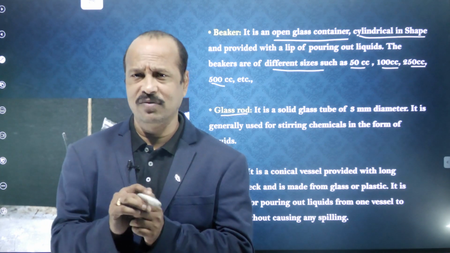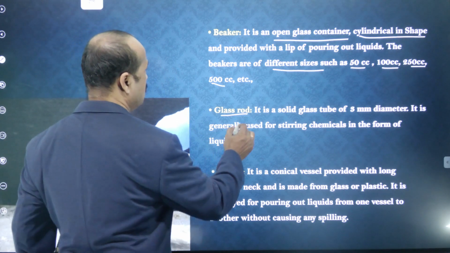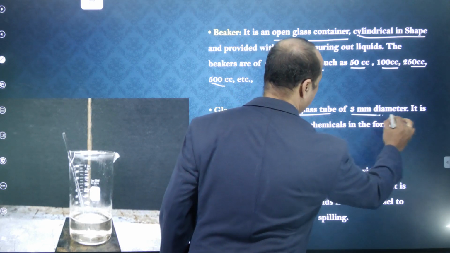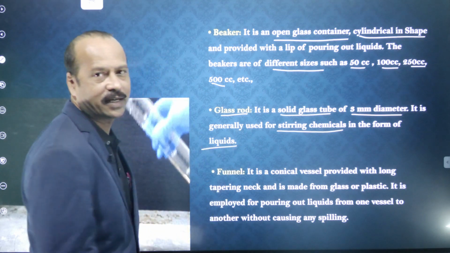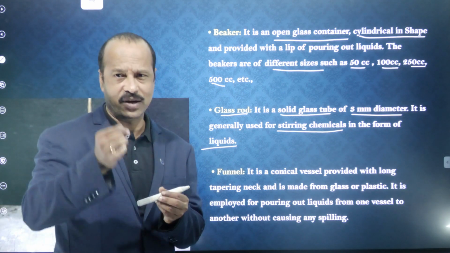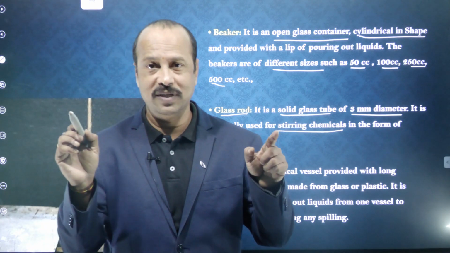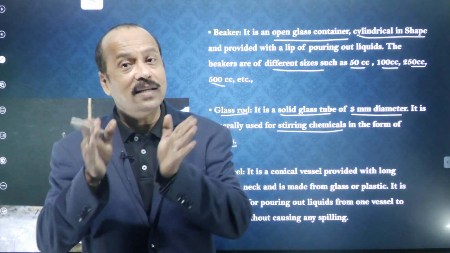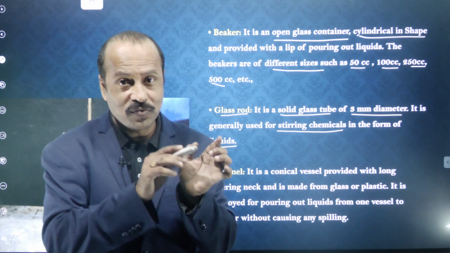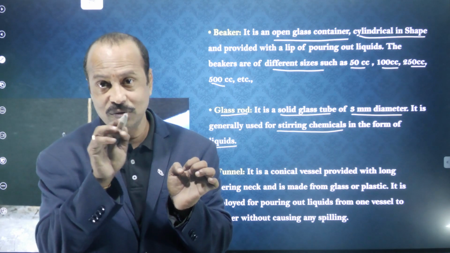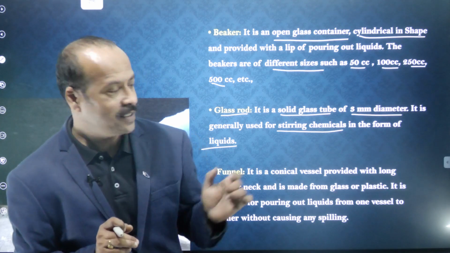It is used as a stirrer, a very thin rod of approximately 3 mm. It is a solid glass tube of 3 millimeters in diameter. It is generally used for stirring chemicals in the form of liquids, just to stir it. So see, the diameter is 3 mm. Now one scale is of 15 centimeters, normally used. In that, 1 centimeter is divided into 10 equal parts, and each part represents 1 millimeter, like this 3 millimeters thickness.